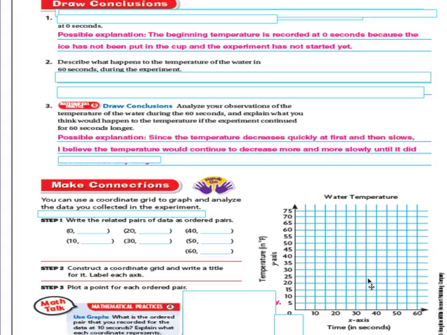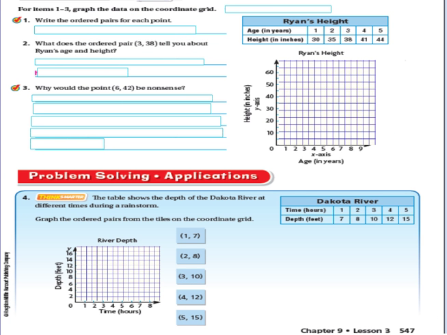Label each axis, plot each point of the ordered pair. Now that you have that all done, go on to the next page. And now they've got a graph and a table here for you. Write the ordered pair for each point. So here we are in year 1. So where would that be on your graph? And what would your coordinate points be for each?